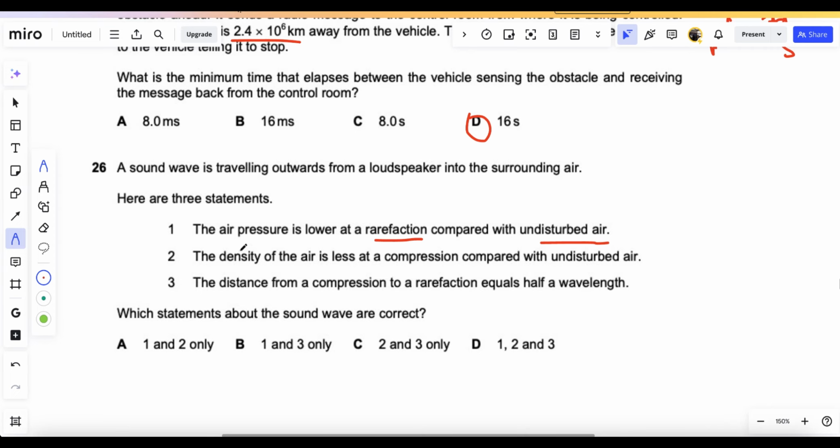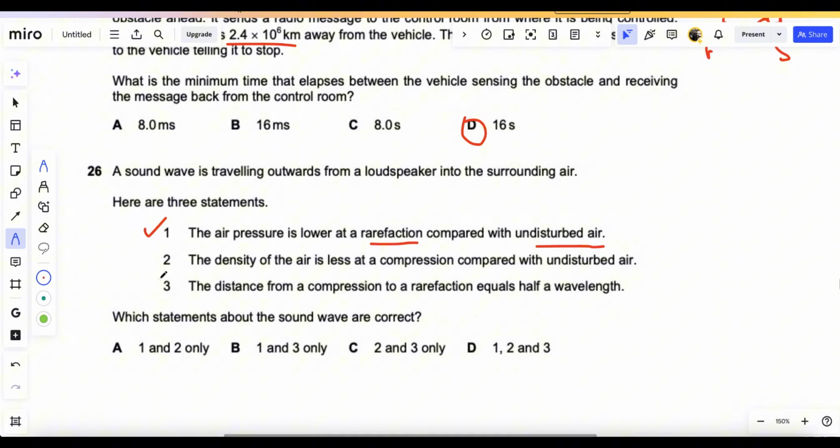First, let's take a look at them again. The air pressure is lower at a rarefaction. Yes, this is correct, right? Compared to the undisturbed air. Okay, now the density of the air is less at the compression. No. The distance from a compression to a rarefaction equals half the wavelength. Yes. So I think 1 and 3 are correct for this question.